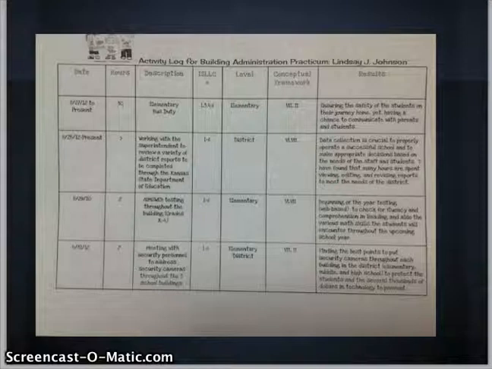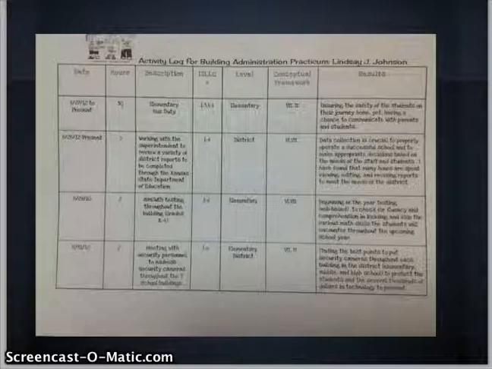Here is my activity log for the Building Administrative Practicum. I have put the date, the hours, the description of the activity, the ISLLC standard or standards that meet that activity, the level, like elementary, district, or secondary, the conceptual framework numbers, and some findings that I had. Basically, anytime I did an activity, that evening I'd go home, put down the date, hours that I did that, and fill in the rest of the information.